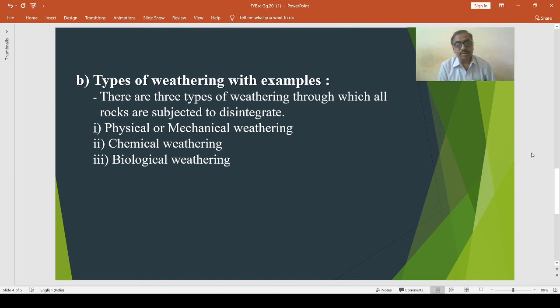Another agent of mechanical weathering is rain. Rainfall plays an important role in mechanical weathering. The mechanical weathering is considerable where the areas experience torrential rainfall.